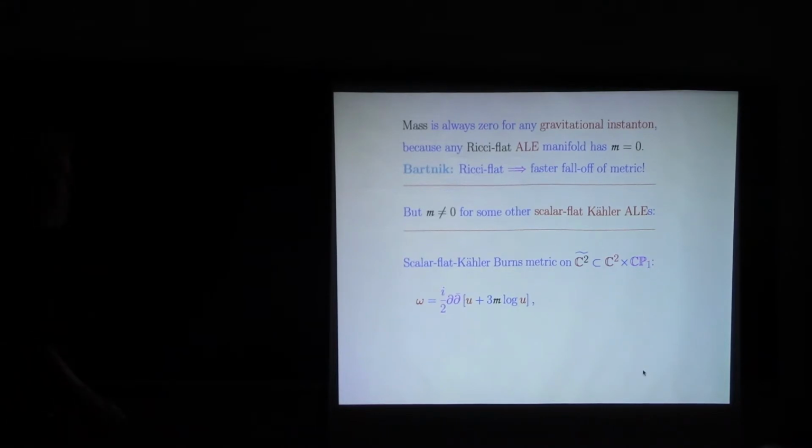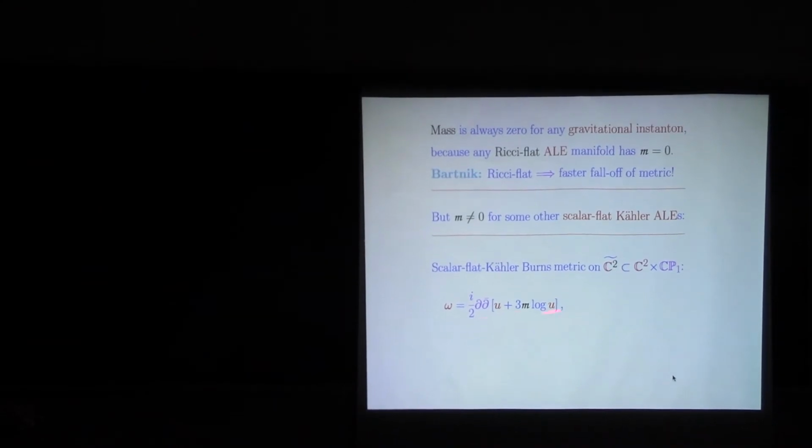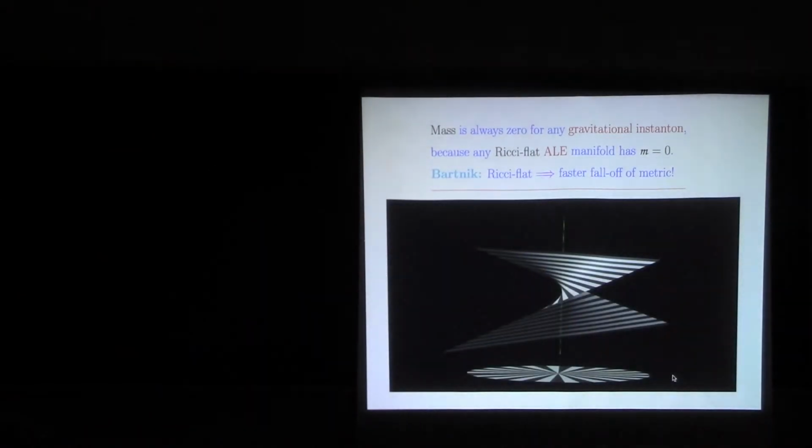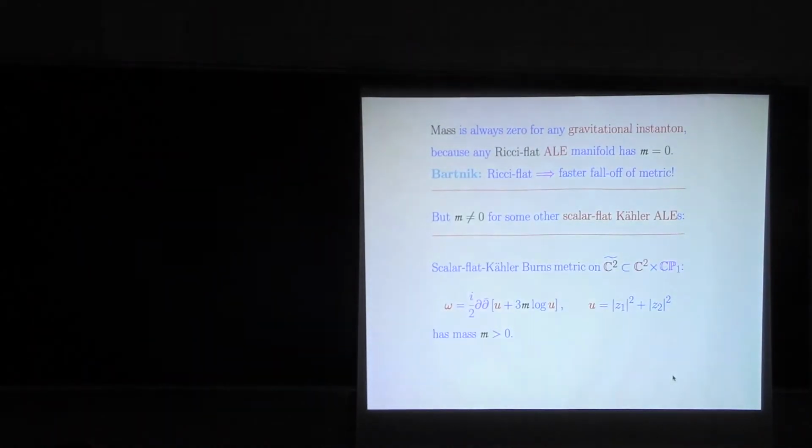And this doesn't happen for any reason other than you do the computation. The scalar curvature is 0. You can write this down. If you want to identify this away from the origin with C2, the Kaehler form is i over 2 ∂∂̄ of u plus 3m log u, where u is the radius squared. And here, this number m, which comes from the size of the 2-sphere, is this mass, and it's automatically positive.